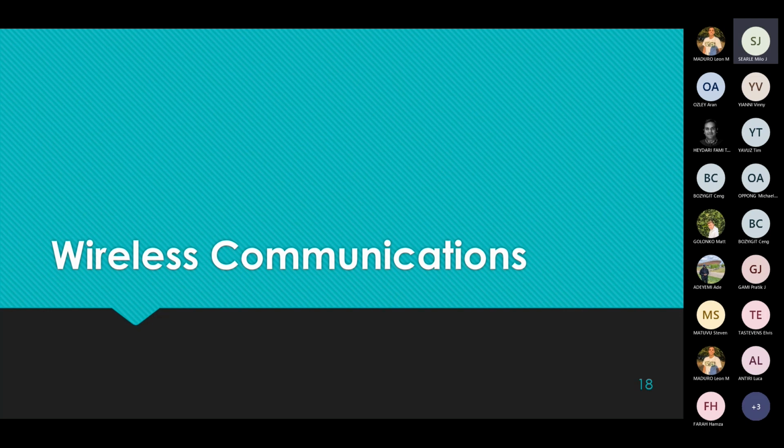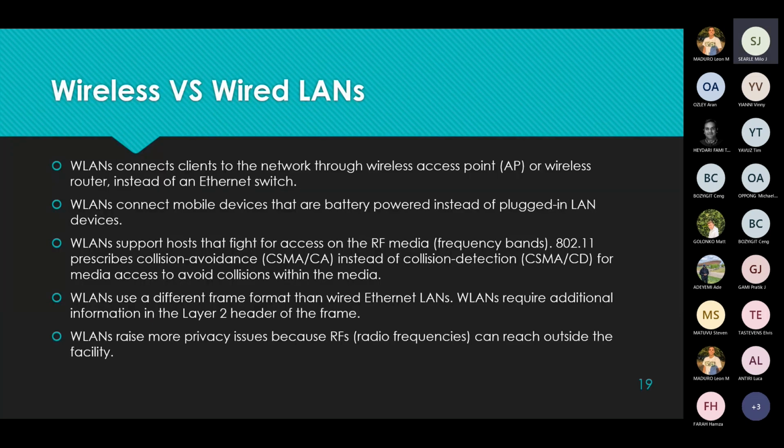Moving on to the next section, wireless communications. Wireless versus wired LANs. WLANs connect clients to the network through wireless access points, or an AP, or wireless router instead of an Ethernet switch. WLANs connect mobile devices that are battery powered instead of plugged-in LAN devices. WLANs support hosts that fight for access on the RF media frequency band. 802.11 describes collision avoidance, or CSMA/CA, instead of collision detection, or CSMA/CD, for media access to avoid collisions within the media. WLANs use a different frame format than wired Ethernet LANs and require additional information in the layer 2 header of the frame.